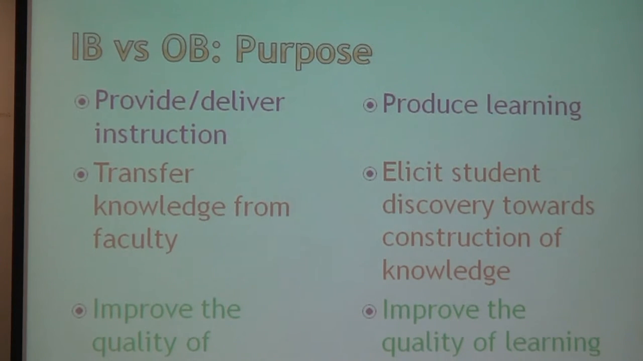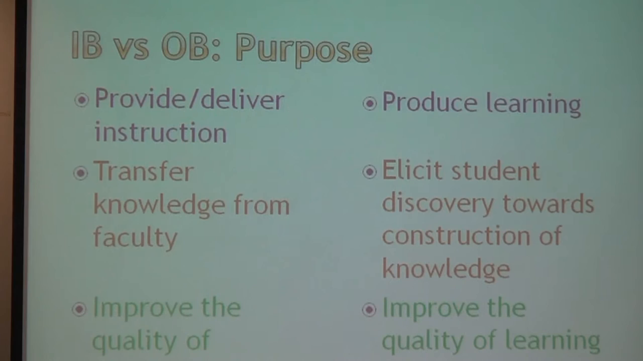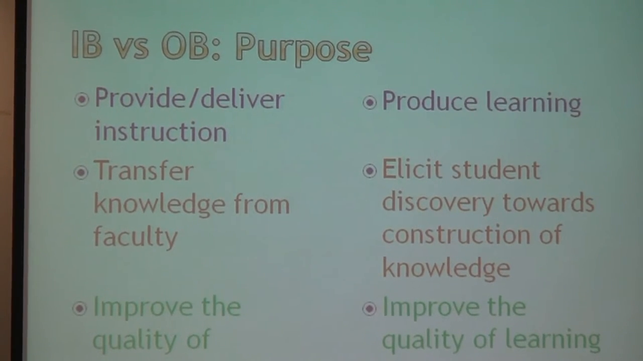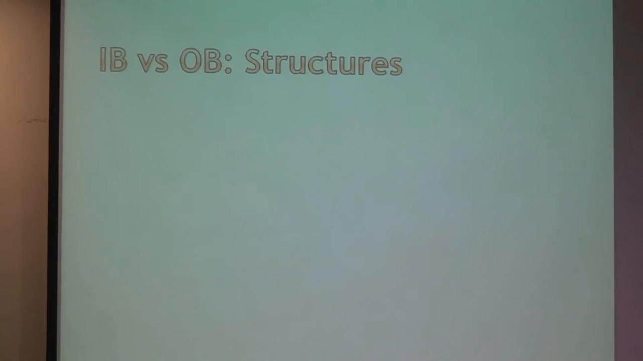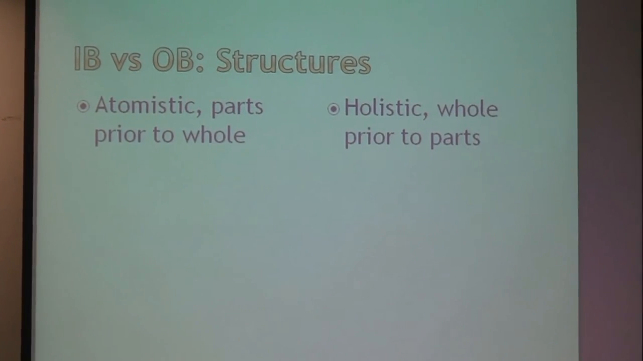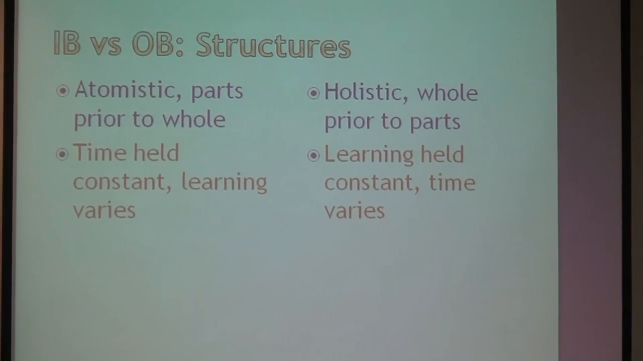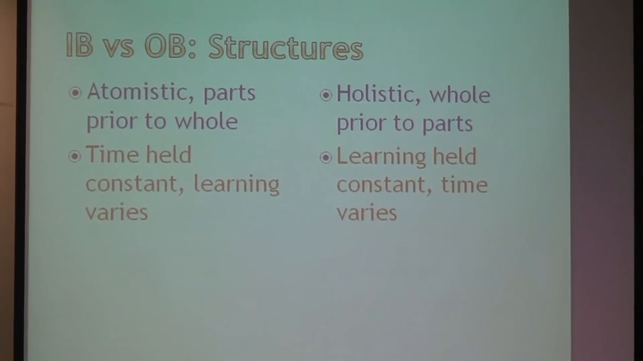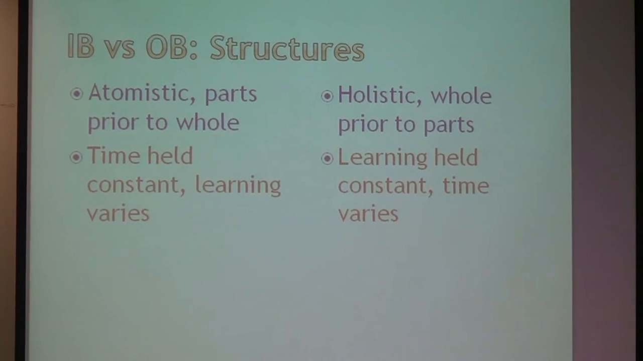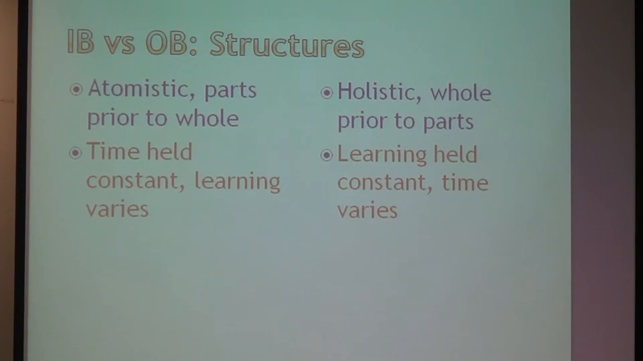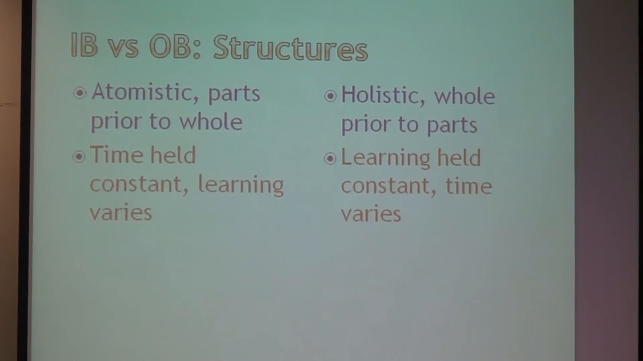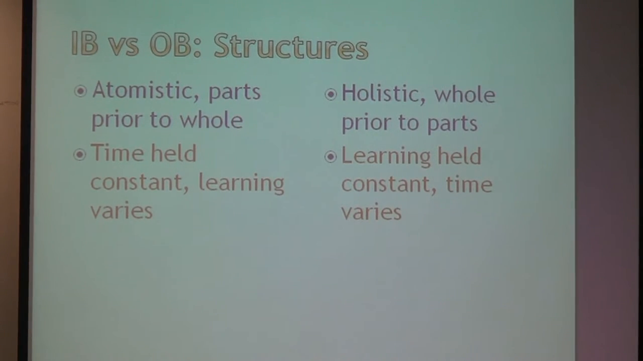In IB, inputs-based, the goal is to improve the quality of instruction. Better teachers, better situation. But in outcomes-based, the goal really is to improve the quality of learning. Not the teaching, but the learning. Now, in terms of structures, IB is atomistic, whilst OB is holistic. In IB, time is constant and learning varies. When you say time is constant, if the schedule is from 8 to 9:30, you make use of that time. It doesn't matter how you use it, you use the full schedule.